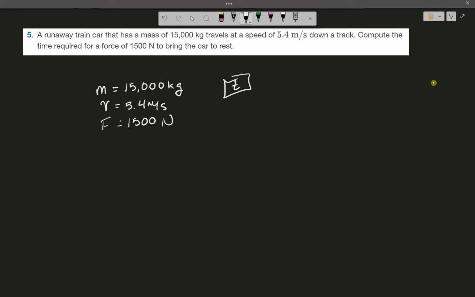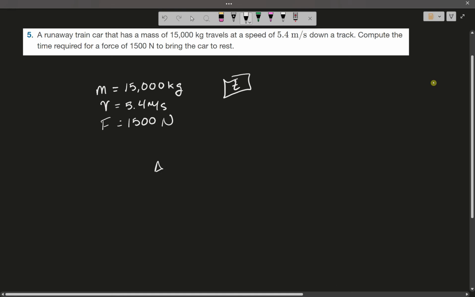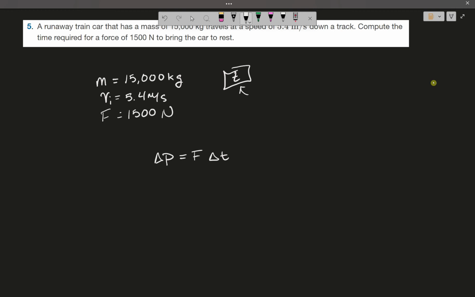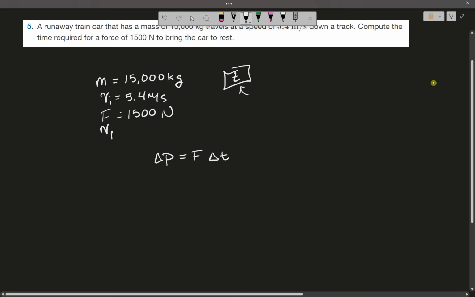the first thing that comes to my mind is the idea of impulse, right? So impulse is a change in momentum, which is force times some change in time. We're looking for a change in time, so that's good. We have a force. Now we need to do the change in momentum. So if the initial velocity of this runaway train car is 4.5 meters per second, and we want it to come to rest, the final velocity is going to be 0.